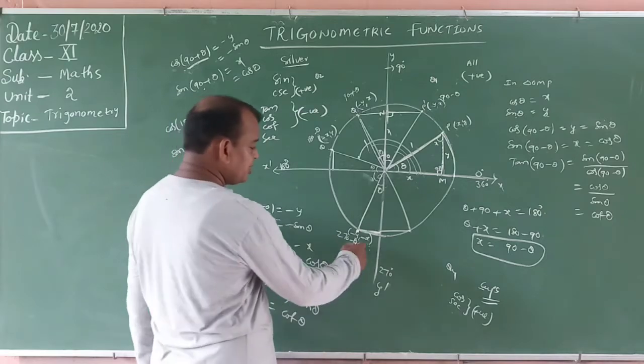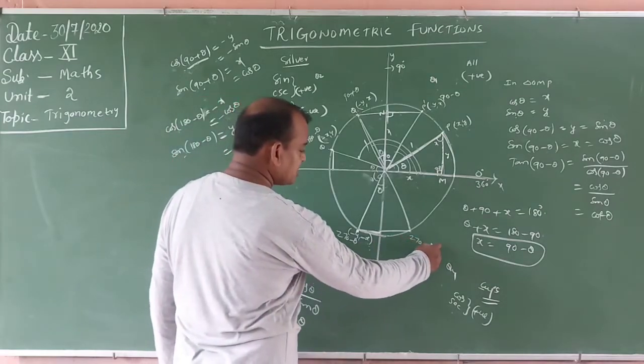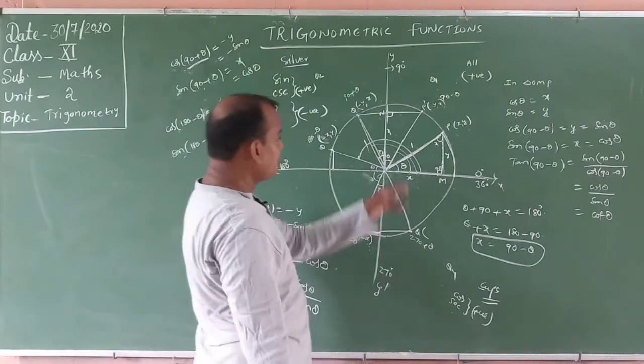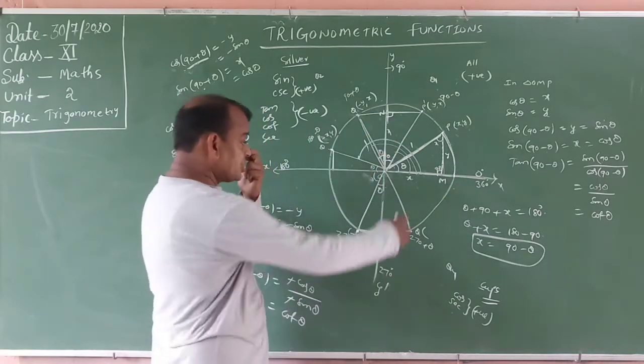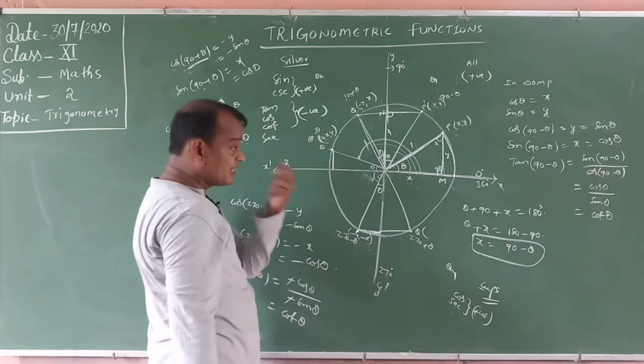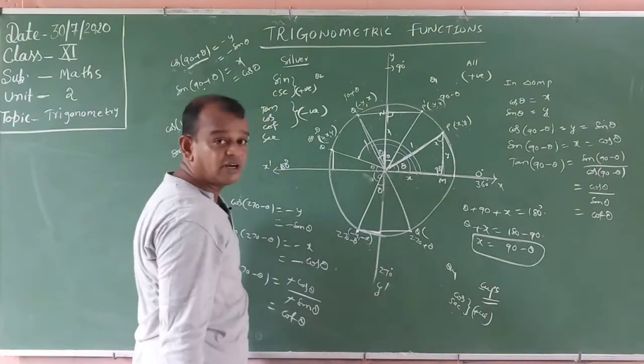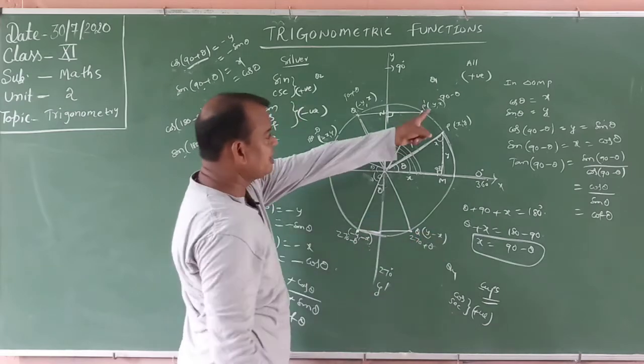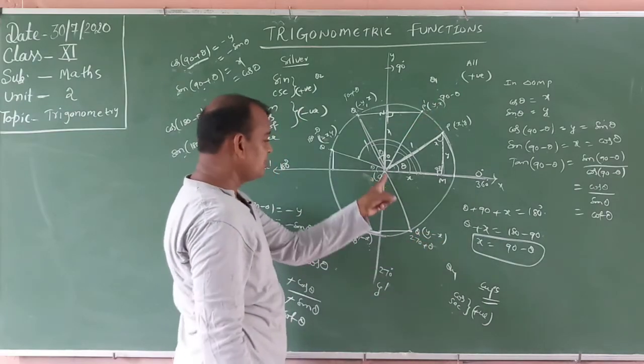Now this is 270 minus theta, and this is 270 plus theta. What are the coordinates of this one? This is the fourth quadrant. In the fourth quadrant, x is positive and y is negative. So the coordinates are y comma minus x, since the x coordinate is positive and the y coordinate is negative.